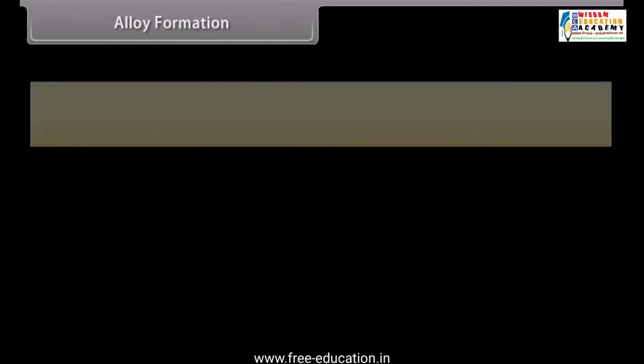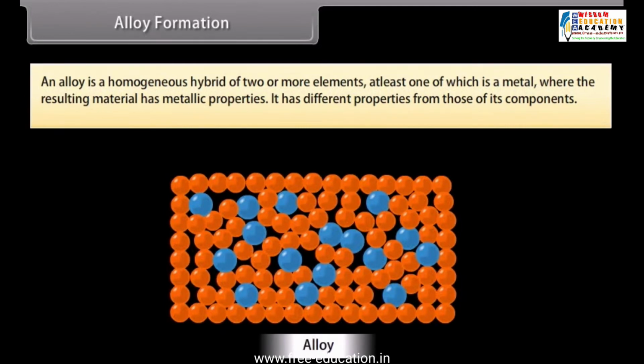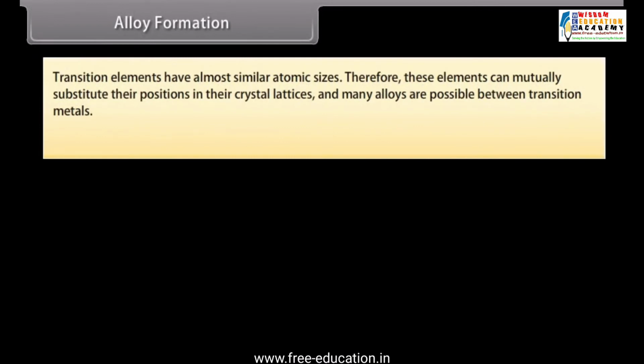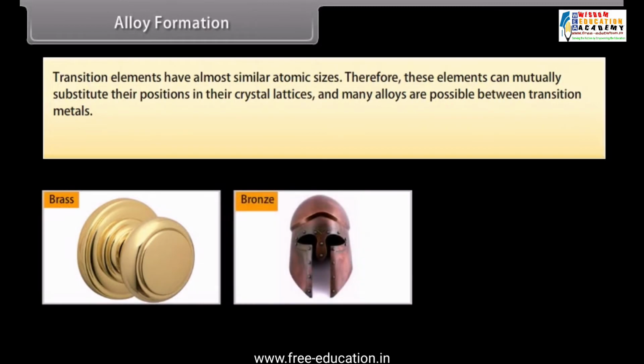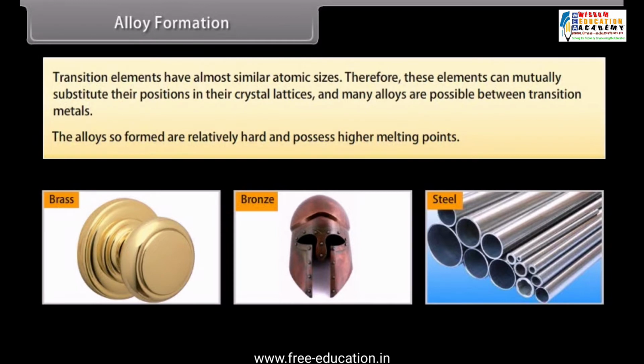Alloy formation. An alloy is a homogeneous hybrid of two or more elements, at least one of which is a metal, where the resulting material has metallic properties. It has different properties from those of its compounds. Transition elements have almost similar atomic sizes. Therefore, these elements can mutually substitute their positions in their crystal lattice, and many alloys are possible between transition metals. For example, brass, bronze, and various types of steel. The alloys so formed are relatively hard and possess higher melting points.